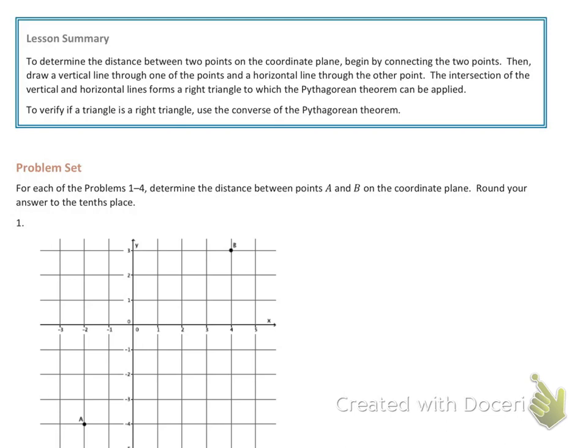Okay, so we have looked at finding the distance between 2 points on the coordinate plane. We've drawn right triangles around them so that we can use the Pythagorean theorem. And we also had practice using the converse of the Pythagorean theorem to verify if a triangle on the coordinate plane has a right angle, and so would be a right triangle. So just a simple extension of the Pythagorean theorem.